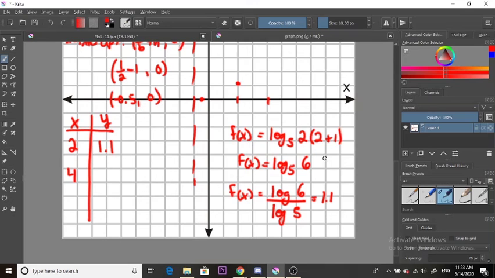And then, of course, I would do the same thing for x is equal to 4. So I would do 4 plus 1 is 5, 2 times 5 is 10, and then I would do log of 10 divided by log of 5, which would give me 1.4. So at 4, it would be almost halfway, but not quite.